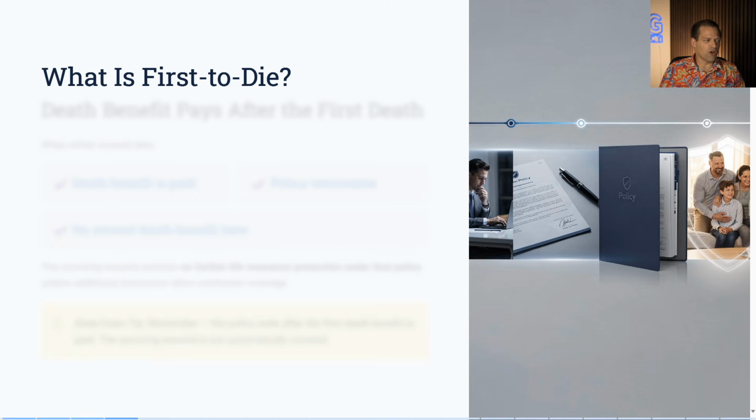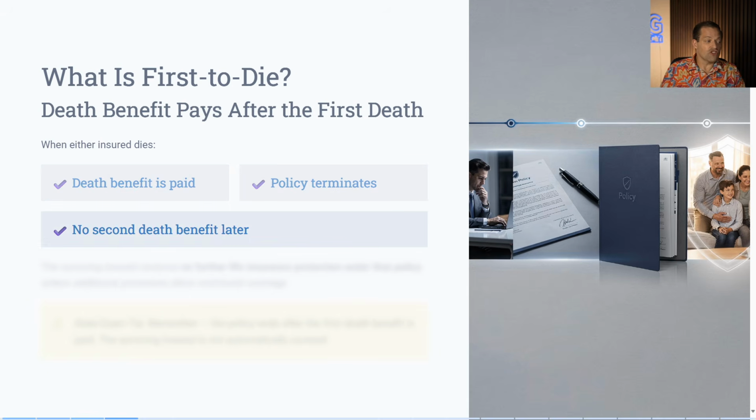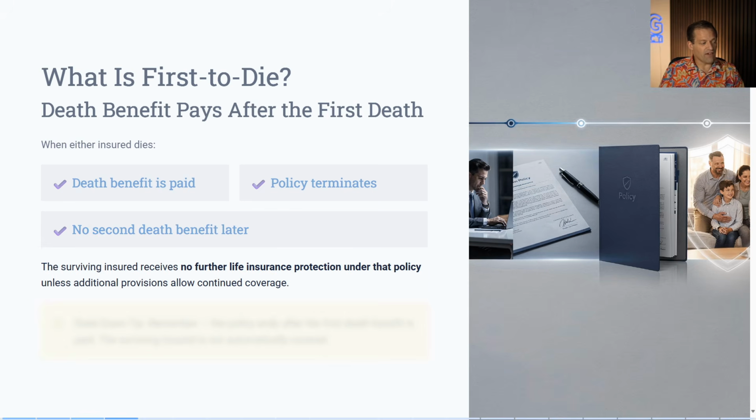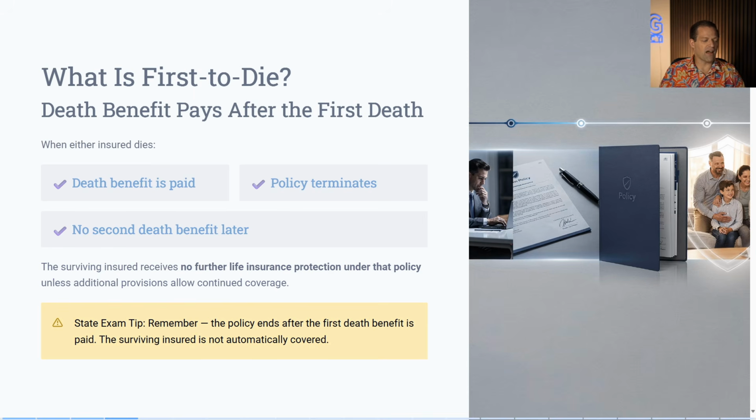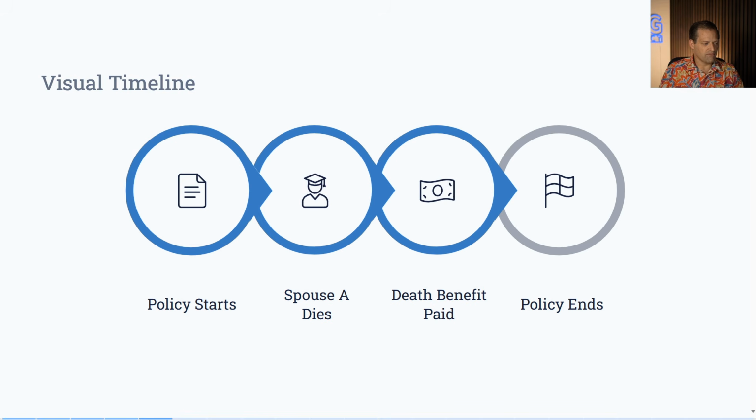So what is first to die? It's a death benefit that pays after the first death. When either of the insured parties on the joint plan dies, the death benefit is paid. The policy terminates, and there's no second death benefit later. First to die gets the money. The surviving insured receives no further life insurance protection under that policy unless additional provisions allow continued coverage. So remember, the policy ends after the first death benefit is paid. The surviving insured is not automatically covered. The timeline here: policy starts, spouse dies, death benefit paid, policy ends.